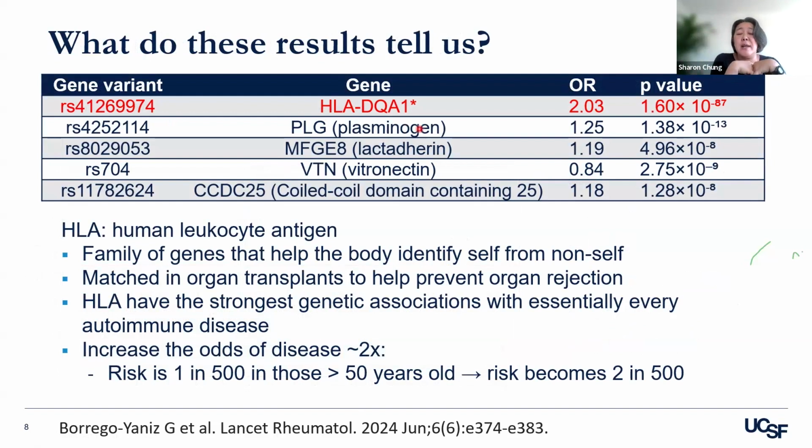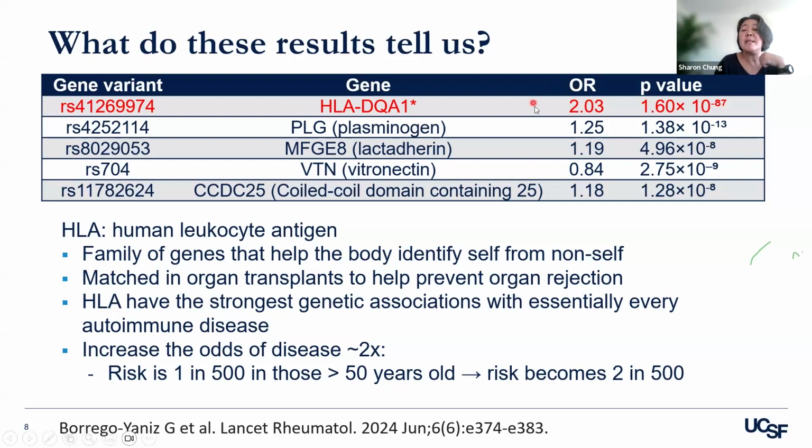HLA genes are actually the genes that are matched in organ transplants to help prevent organ rejection. So kind of helps the body recognize self from non-self. And I say these associations with HLA genes are no surprise because the HLA genes have the strongest genetic associations with essentially every single autoimmune disease, vasculitis included. So the HLA genes for giant cell arteritis are the top hit.